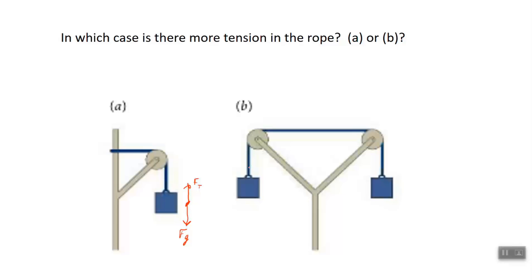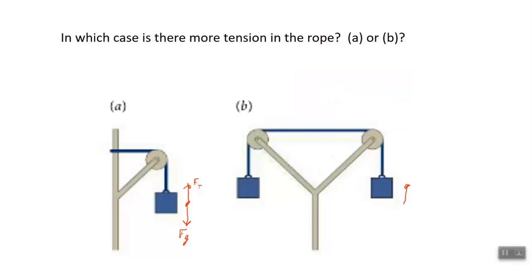In B, you have this rope being pulled on by both weights on the left side and the right side. Whereas in A, it's just being pulled on by the weight on the right side and is tied down on the left side. Which rope has more tension? Think about it for a minute. Pause if you need to.